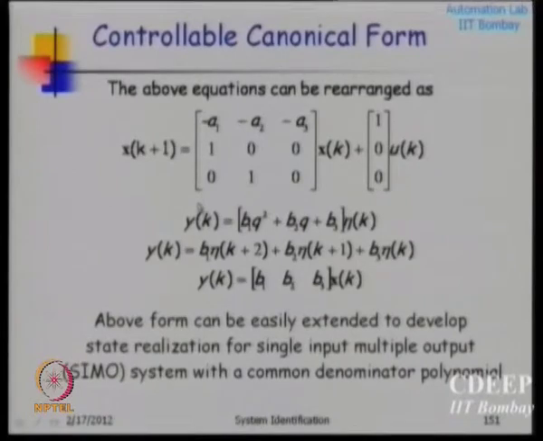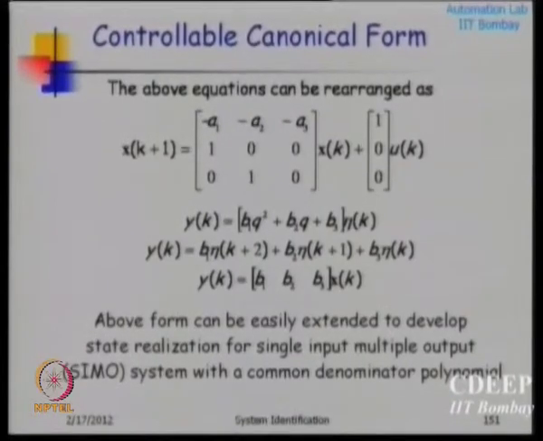It's very easy, because yk is equal to b1 q square plus b2 q plus b3 applied to eta. So if you multiply, you will get this, which is the same as, this is x1k, this is x2k, this is x3k. So I got y is equal to c of x.